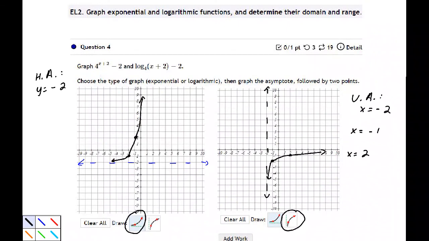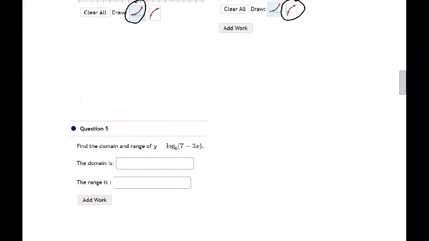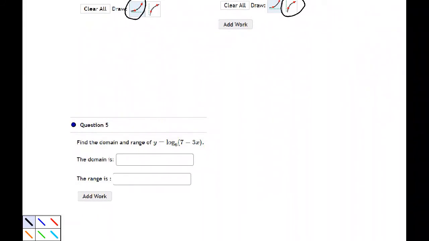All right, now the last part of EL2 is find the domain and range of a logarithmic function. Find the domain and range of y equals log base 6 of (7 minus 3x). So to find the domain of a logarithmic function, I'm going to take the argument, in this case the 7 minus 3x, and set that greater than 0.